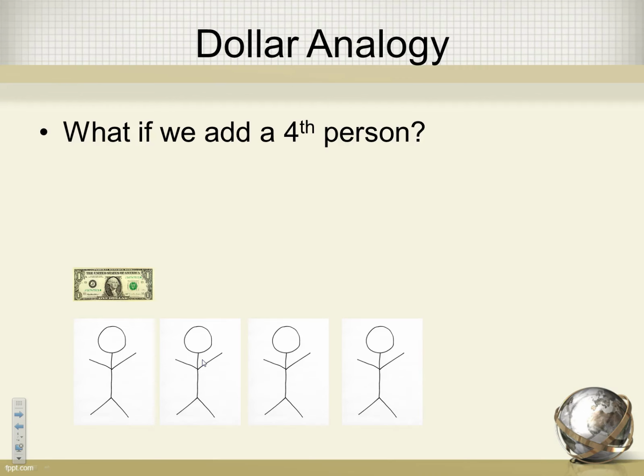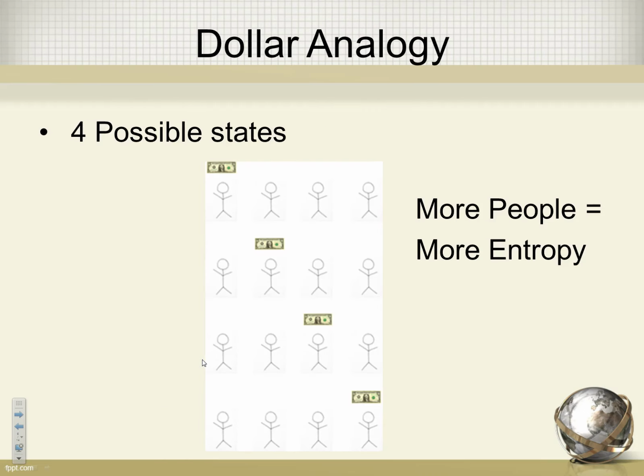Okay, so now we're going to do another thought experiment. This time there's a 4th person. You should be able to pretty easily extend that logic to see here that there would be 4 possible states. And so if we add another person, basically we're adding another place for that dollar to go. And so you get more entropy here because there's an additional possible state, an additional possible location for that dollar.